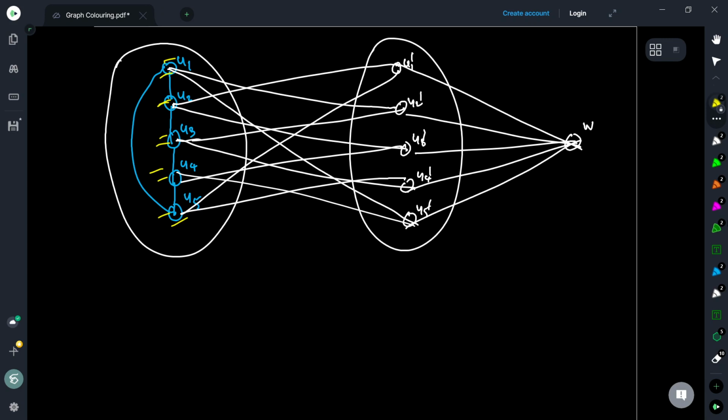So the claim is that this new graph is also triangle free if we started with a graph without triangles. Can you see why? Think about this and see why this graph is triangle free. Does anyone have a suggestion why? I'm not talking about this particular case, but in general.